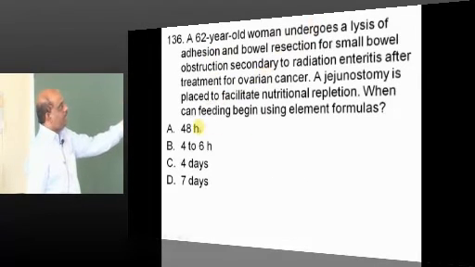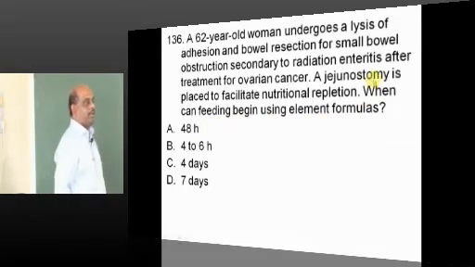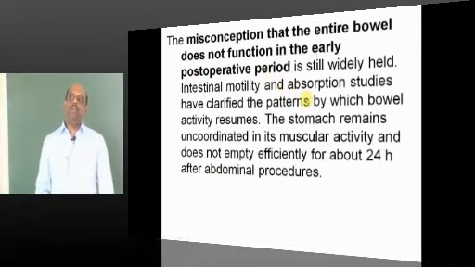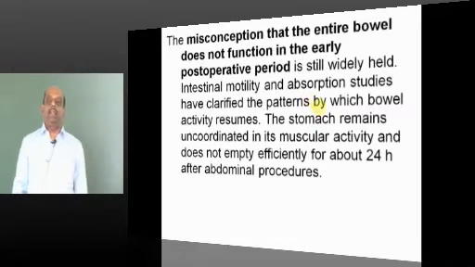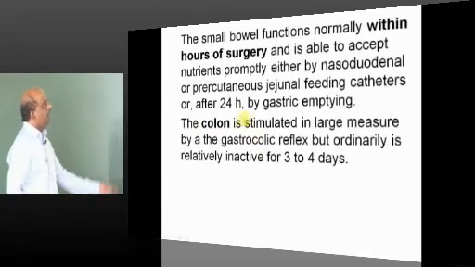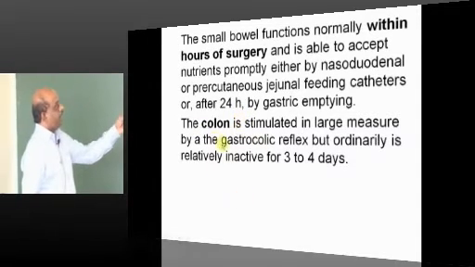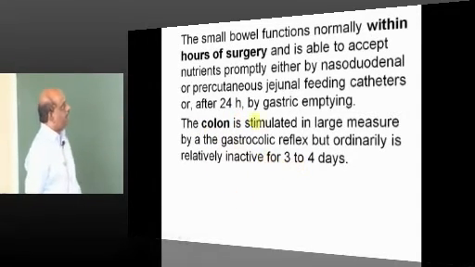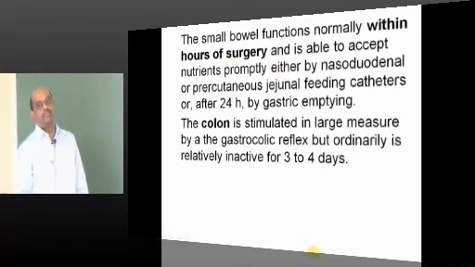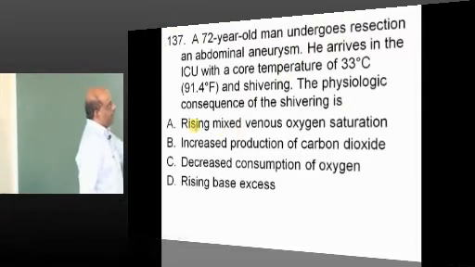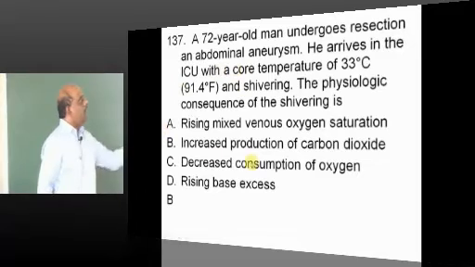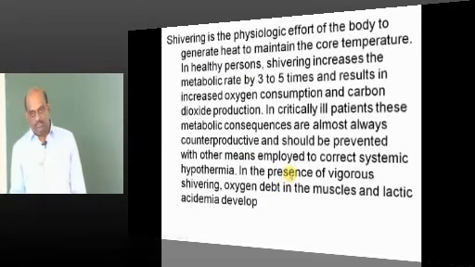62-year-old, jejunostomy is placed. When can feeding begin? 4 to 6 hours. Generally people wrongly think the entire bowel will be in a state of paralytic ileus in the post-operative period, which is not true. The colon is inactive for 3 to 4 days and the small bowel functions normally within hours of surgery. 72-year-old, what is the physiological consequence of shivering? Obviously there is an increased production of CO2 due to the metabolic activity.